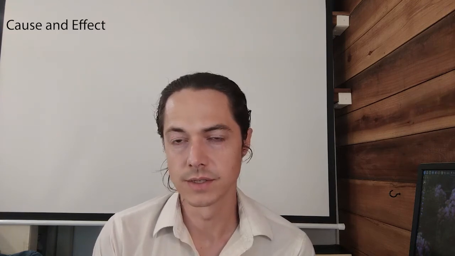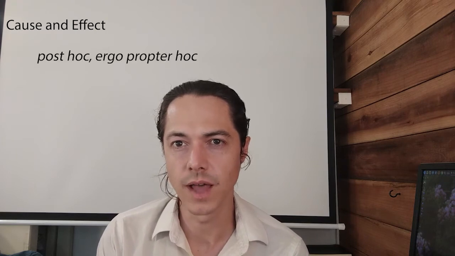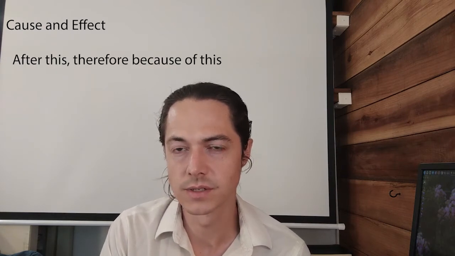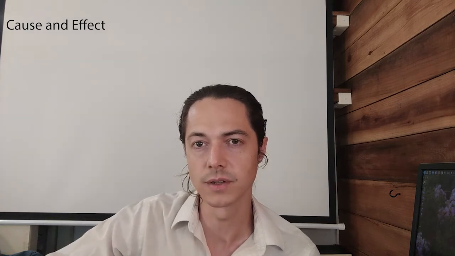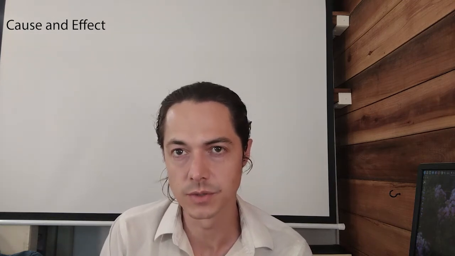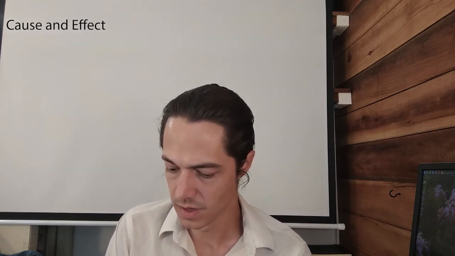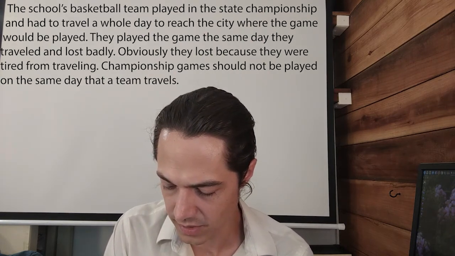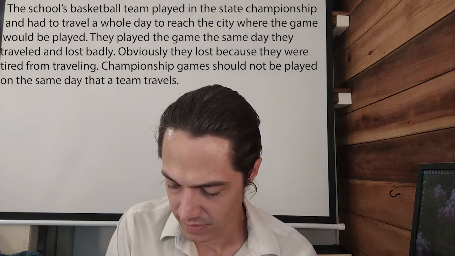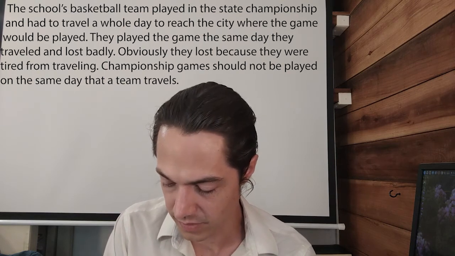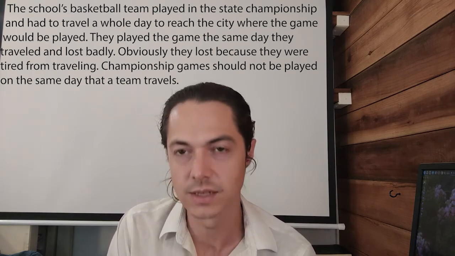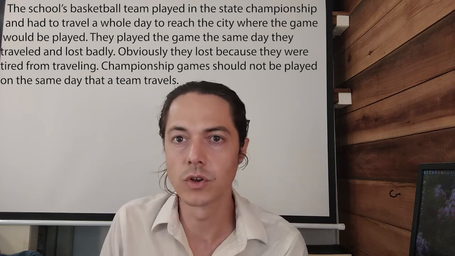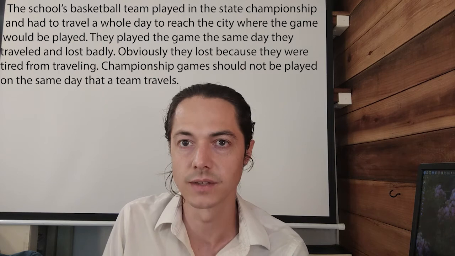The cause and effect fallacy. Another name for this is a Latin phrase that I don't know how to pronounce perfectly, but it means after this, therefore because of this. And just because something happens after another thing doesn't mean there's a logical connection between the two. So, an example. The school's basketball team played in the state championship and had to travel a whole day to reach the city where the game would be played. They played the game the same day they traveled and lost badly. Obviously, they lost because they were tired from traveling. Championship games should not be played on the same day that a team travels. So, one thing followed another, and then they've reached a conclusion. There could have been other reasons why they lost the game, besides the fact that they were traveling.